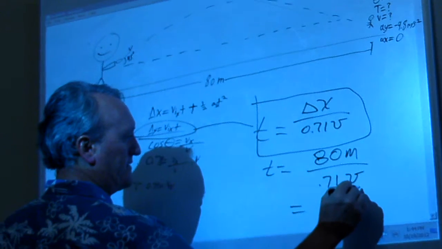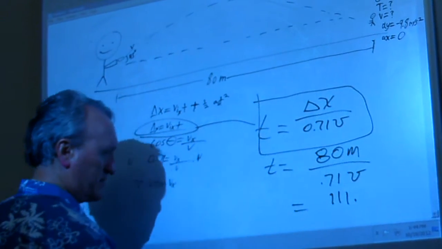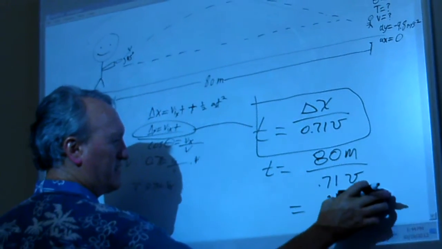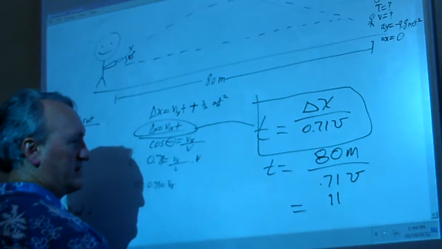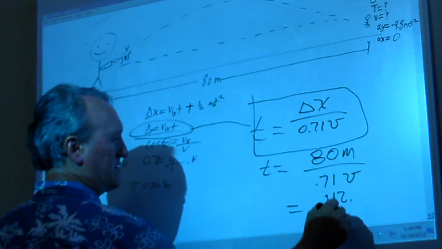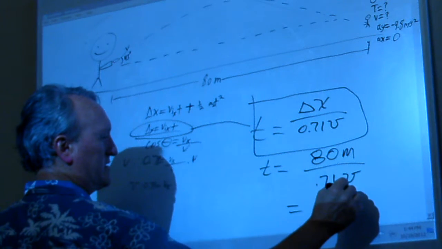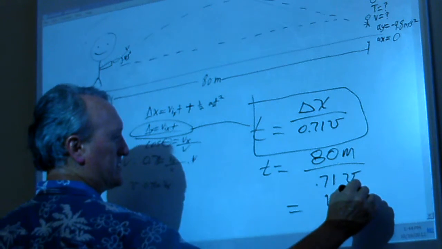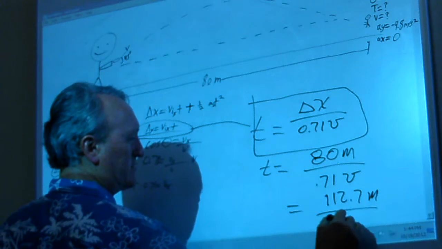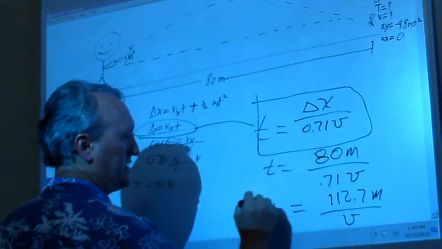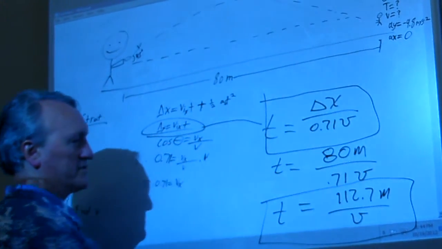112, sorry. 80 divided by 0.61. No, 0.7. 112, what? 0.68. Yeah. Let's say 0.7 over v. So now you have t in terms of v.